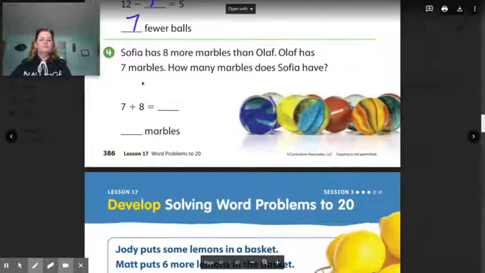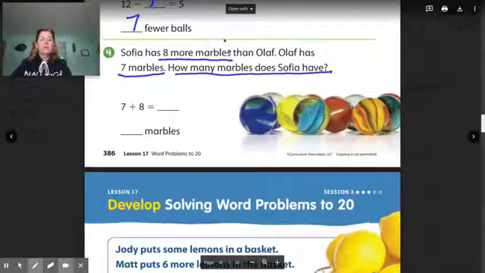Sophia and Olaf. Sophia has 8 more marbles than Olaf. Olaf has 7 marbles. How many marbles does Sophia have? Sophia has 8 more marbles than Olaf. Olaf has 7 marbles. How many marbles does Sophia have? So Sophia has 8 more, so that's plus. 8 more than Olaf. Olaf has 7. So it's 7 plus 8. 8 plus 7 is the same.